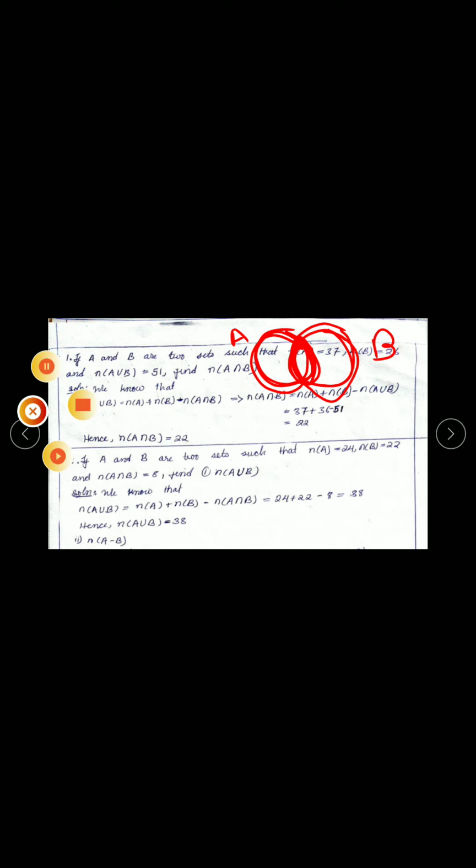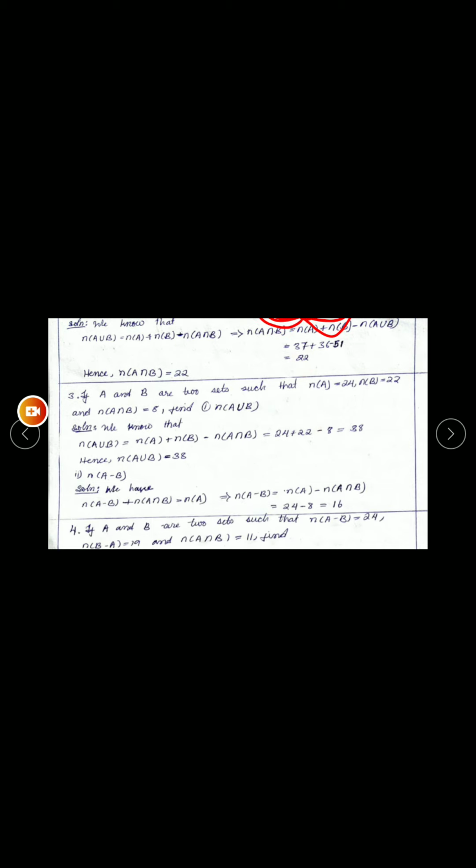To find A intersection B, we can put 37 instead of n of A, 26 instead of n of B, and 51 instead of n of A union B. This gives 12. Next, let's look at question number 3.